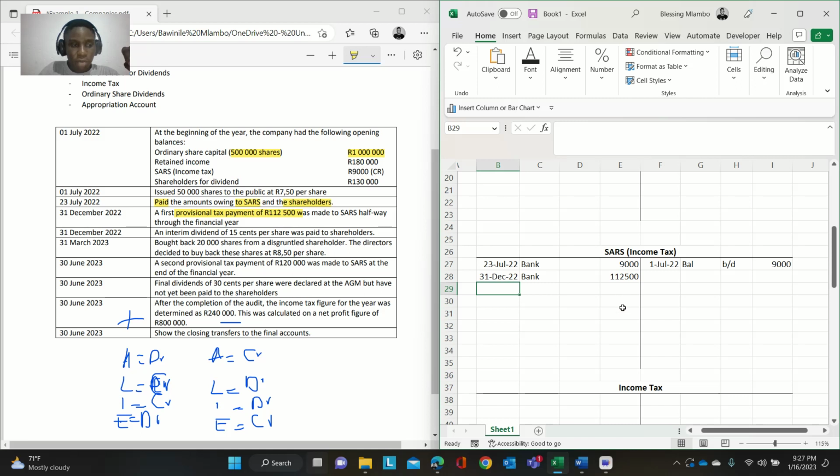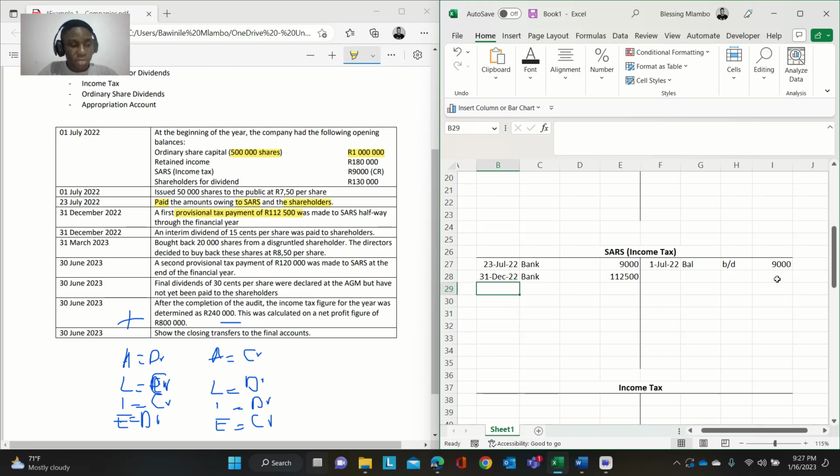But those payments will have already covered part or all of that amount. So whenever they make a provisional payment, we debit SARS income tax because we're decreasing this liability, even though we haven't finalized the amount, because we can only finalize it at the end of the financial year when we know how much profit we've made, and we multiply that by the income tax rate. When we do that, we'll plug that amount on the credit side.